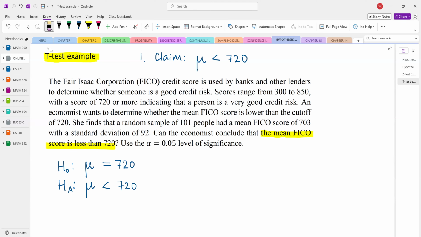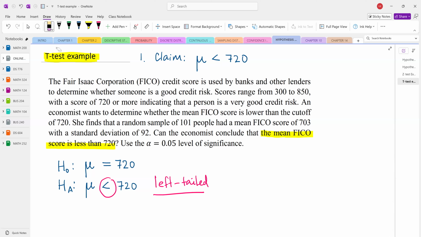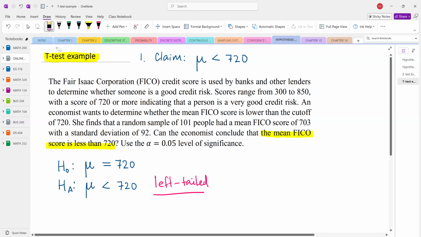Now, when you look at the alternative hypothesis statement, you recognize that this is the left-tailed alternative, since we are testing to see if mu is less than 720. Now, this will be important in the decision-making step of hypothesis testing.